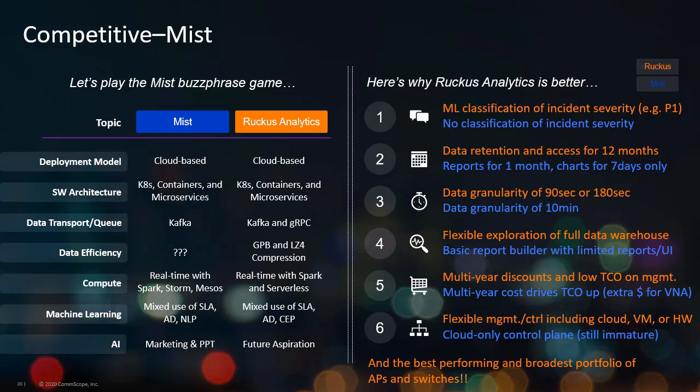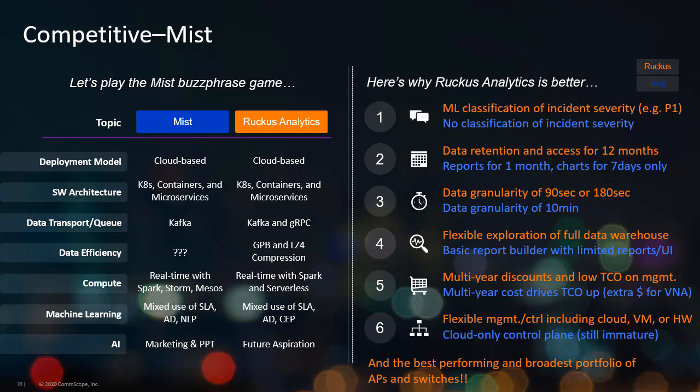So why do we think RUCKUS Analytics is better? Classifications. We do machine learning classification of incident severity, which aids troubleshooting. Mist doesn't. They don't have incidents like P1 through P4. This aids troubleshooting and resolution of network issues quicker. Data retention. We retain data access for 12 months versus Mist 1 month. Mist keeps charts and graphs for only 7 days, while we keep detailed incident reports for 30 days.